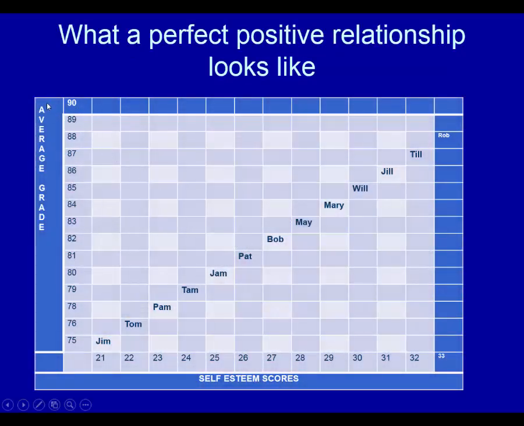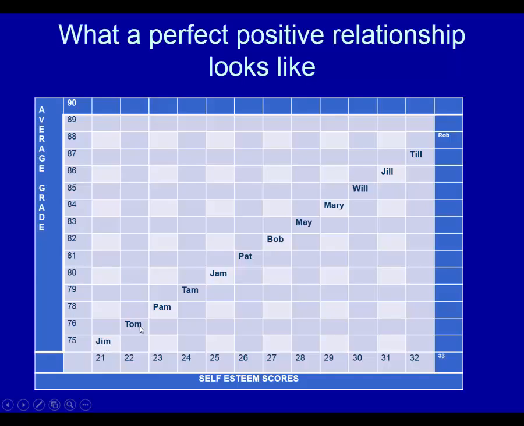What we have here on the left are average grades in numbers, 75, 76, 78, etc., all the way up to 90. Over here we have self-esteem scores. The lowest one on this particular data would be a 21, goes 22, 23, up to a score of 32. As you can see here, we have a depiction of people. First person is Jim. Jim had a self-esteem score of 21, and Jim's average school grade was 75. That's what his average was for his courses.